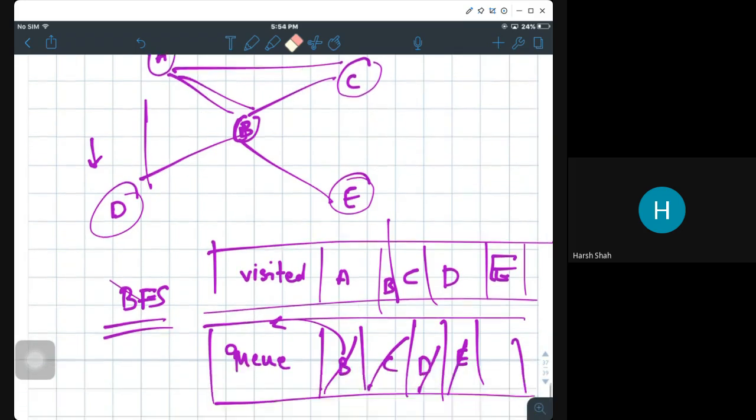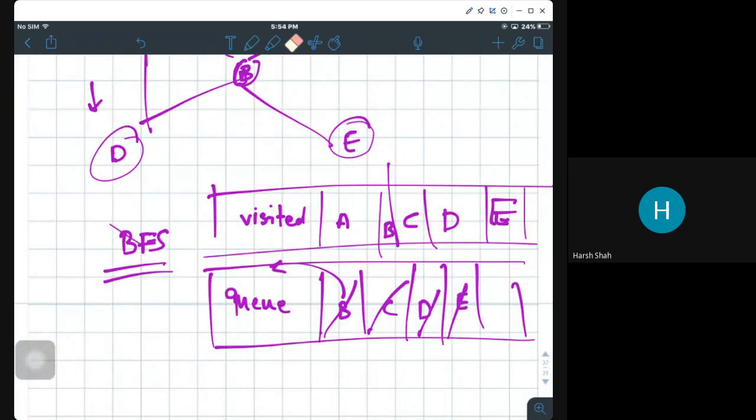This is what BFS and DFS look like. The only difference is the data structure we use. For BFS we use a queue, for DFS we use a stack. And the neighbor you bring out is the choice of the data structure.